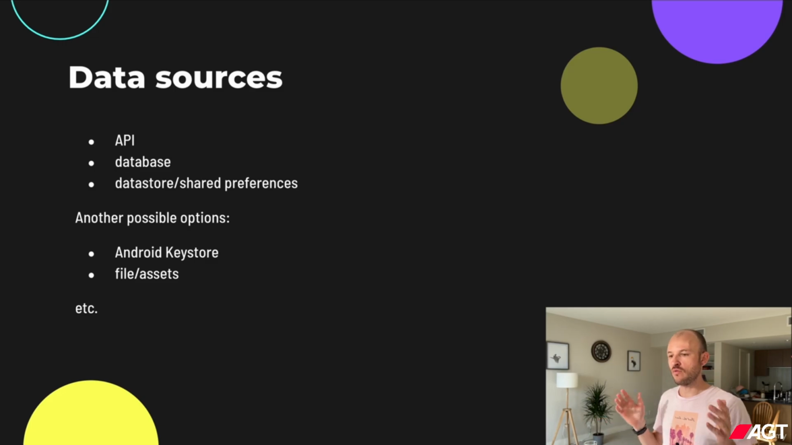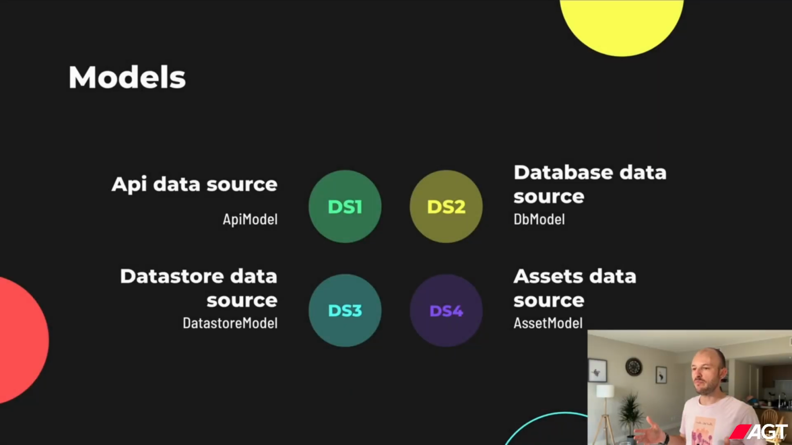Let's talk about models. I propose to have separate models for all data sources. It will help us to separate the concerns and make data sources more flexible. Also keep general models in the data layer and map data source models to data models. As an example on this slide, we have 4 data sources, and models of each have its prefix.